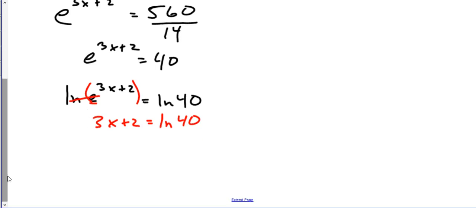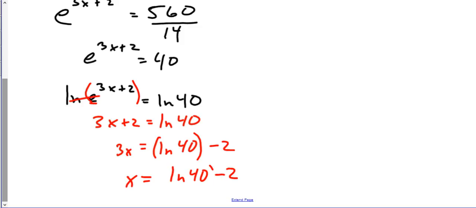From here, we're going to solve this. We can subtract 2, so we have the natural log of 40 minus 2. Now make sure this is by itself, and then this equals 3x. Then solve for x. x is going to equal the natural log of 40 minus 2, divided by 3.